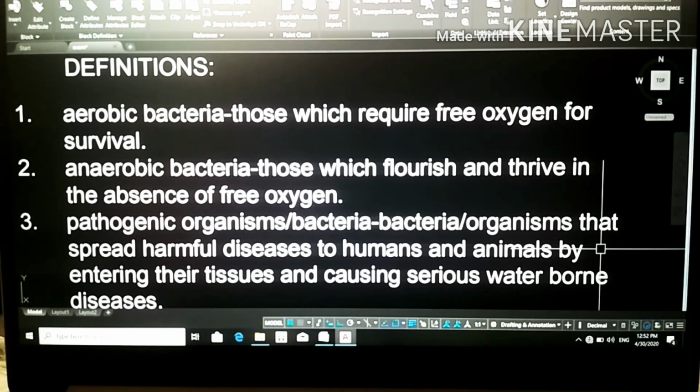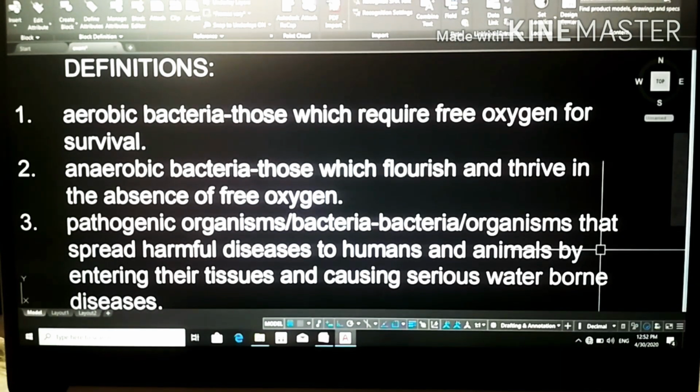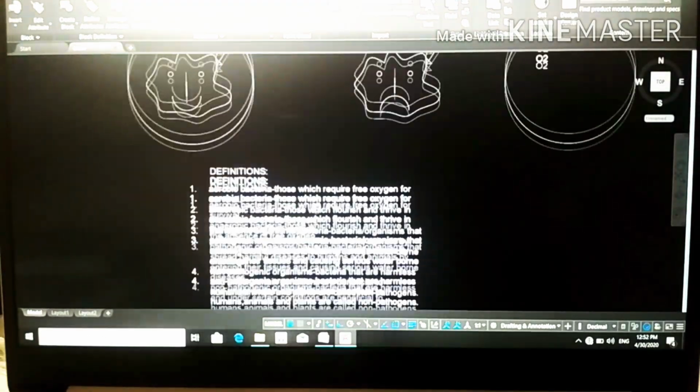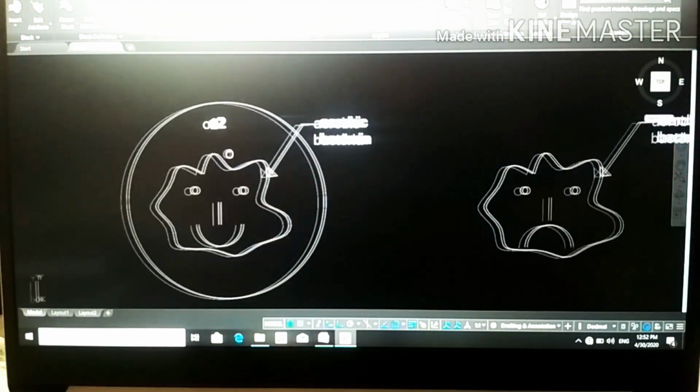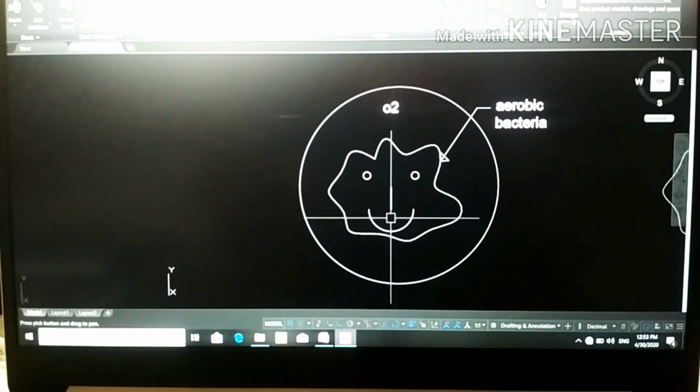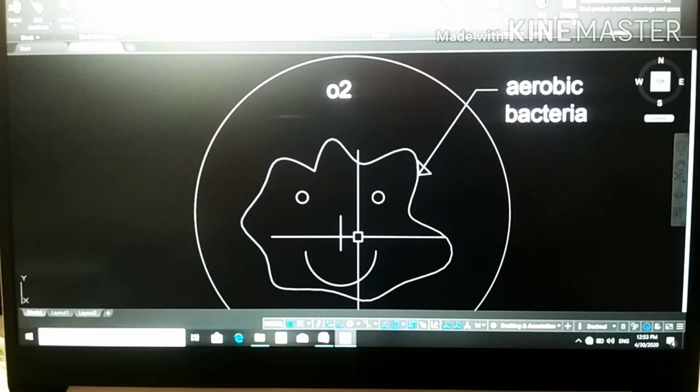First, aerobic bacteria. Aerobic bacteria are those which require free oxygen for survival. As the definition says, the bacteria which can survive or complete their life cycle in the presence of oxygen are known as aerobic bacteria. So, a small animation for you. Consider this as an oxygen molecule and the bacteria is happy. It is surviving in the presence of oxygen.